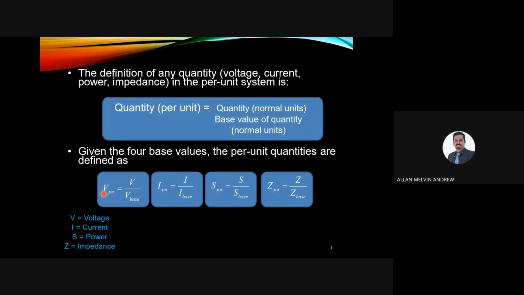Okay, so we can see here, there are 4 base values that can be used. So V base is something that is given. Usually in the calculation, we will give this base value. So our voltage base value, current base value, power base value, and also impedance base value. Based on this, we can calculate by ourselves.